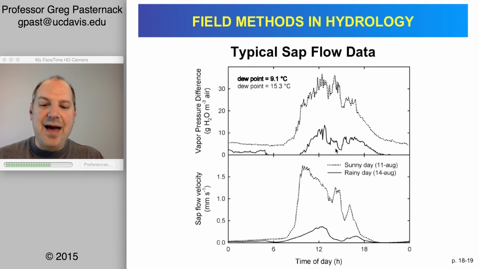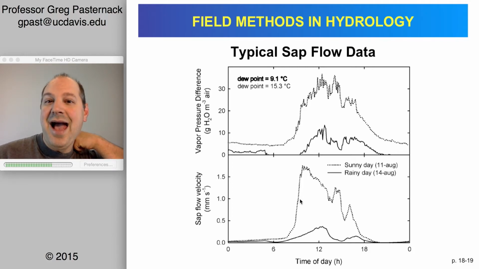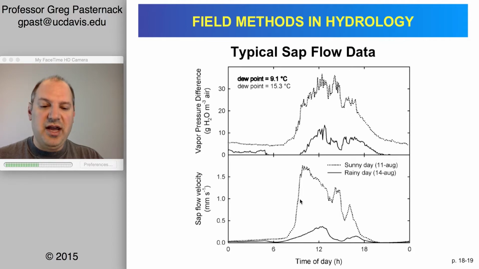So what happens with sap flow? Sap flow is going to be really small, almost zero in the nighttime. Then as the vapor pressure difference goes up, so too does sap flow, right? Because the atmosphere is literally pulling the water from the soil through the tree and out, and the sap flow therefore is related to that. Now it's not perfectly mimicking it, but you can see it is showing a relationship.